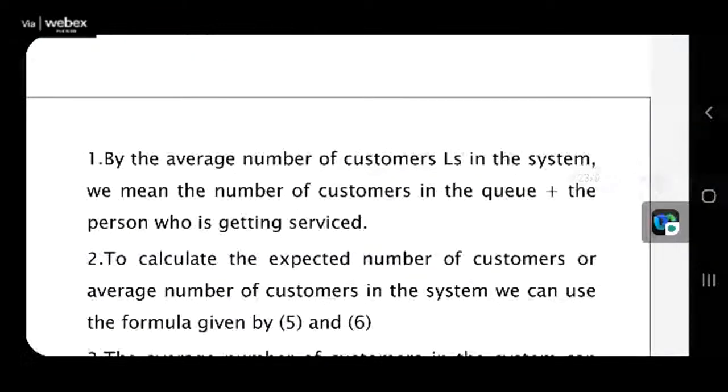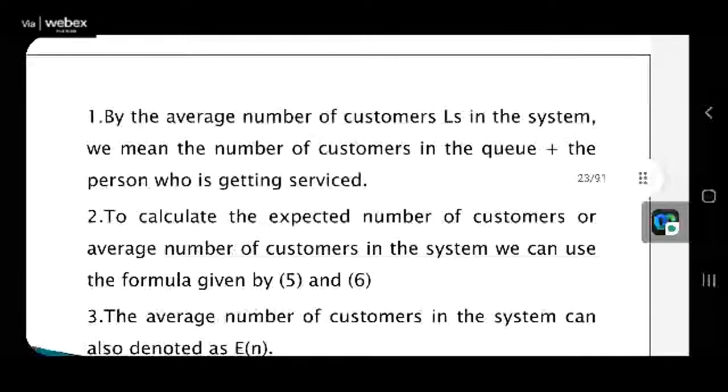Now, how have we obtained that formula? We have taken the average number as Ls. It includes both the number present in the queue as well as the person who is getting the service.